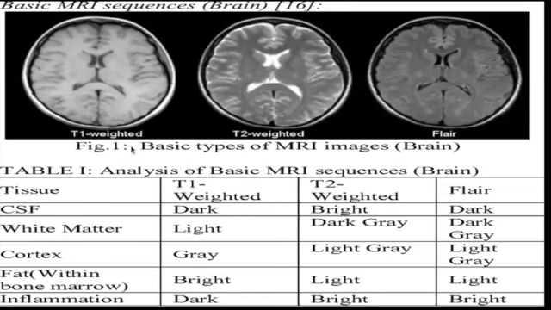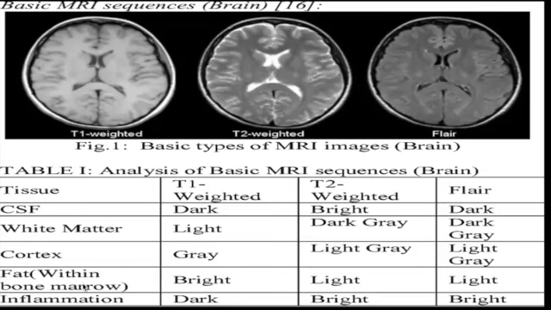So just remember, the CSF is dark on the T1 and the FLAIR. It's bright on the T2. The white matter is only going to be light on the T1. It's darker on the T2 and the FLAIR. If you look at the cortex, which means the outer parts, you're going to notice that they are gray on the T1. However, on the T2 and the FLAIR, they are much lighter. So these outer portions are much lighter, and even more so on the FLAIR, okay?